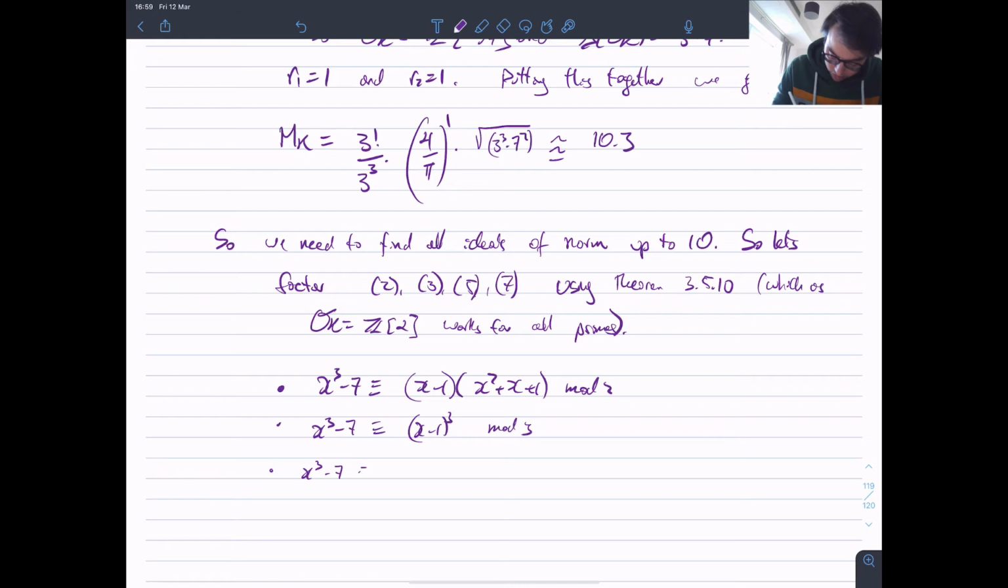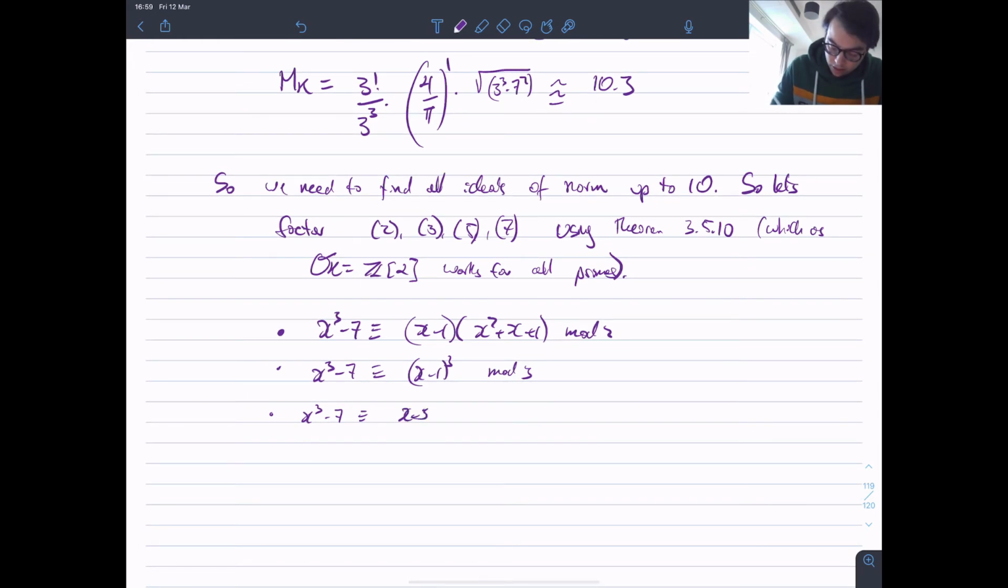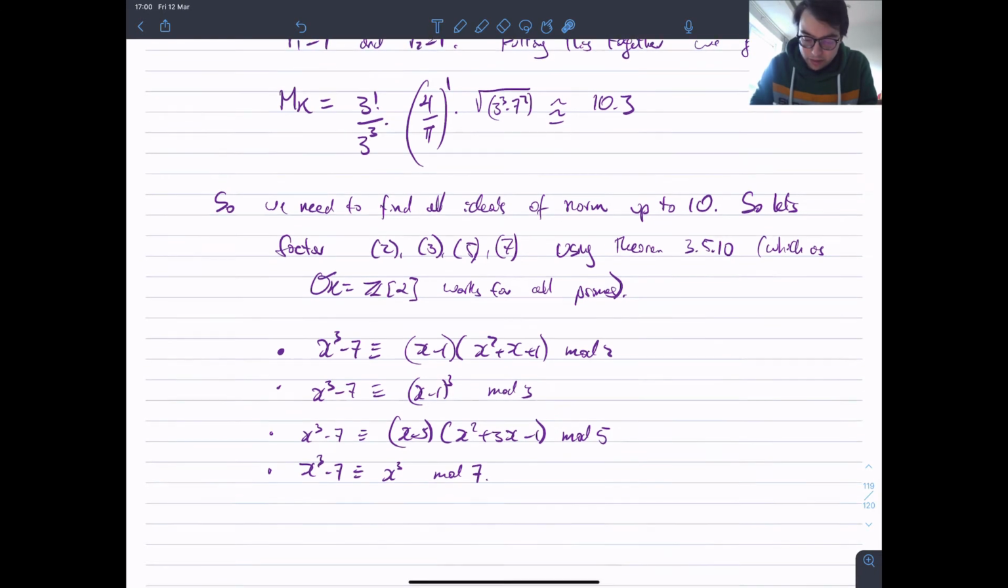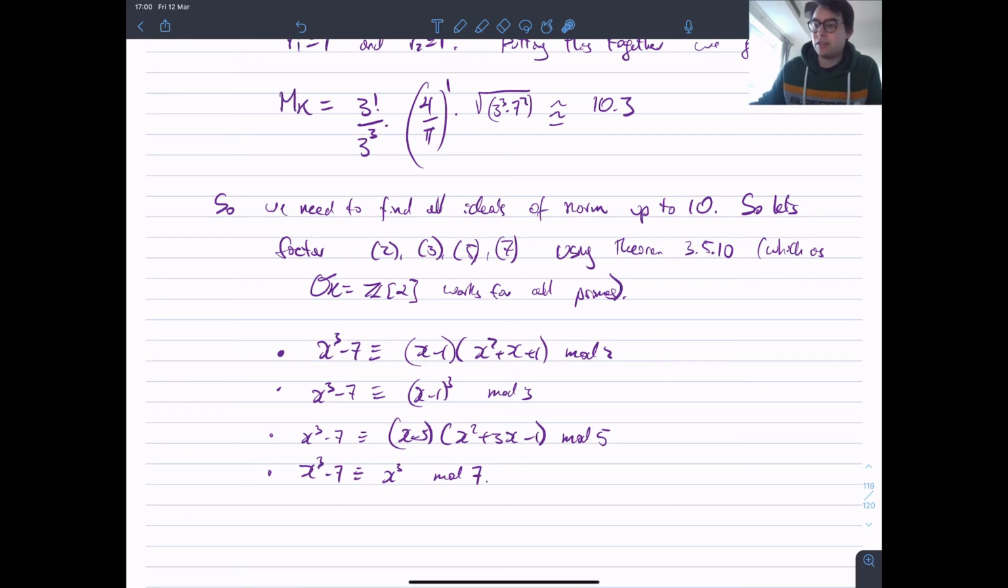X cubed minus 7 mod 5 is x minus 3 times a quadratic. I've done this before. It's not that there's a super quick way of doing this, which I'm not telling you. I've already done this example, and I'm just writing out what the answers are. So you get this mod 5 and mod 7. Well, mod 7 is easy. This is congruent to x cubed. Notice that this makes sense. We talked about what primes ramify. We said that if a prime ramifies, then it has to divide the discriminant. So here 3 ramifies, and 3 divides the discriminant, and 7 ramifies, and 7 divides the discriminant.